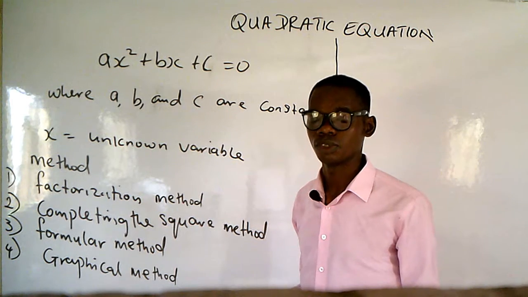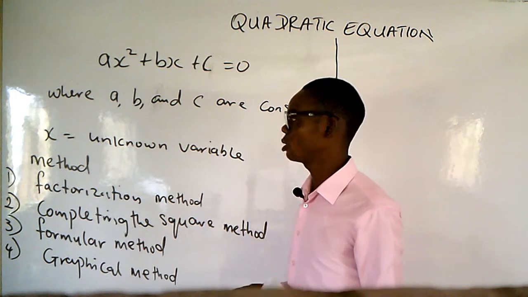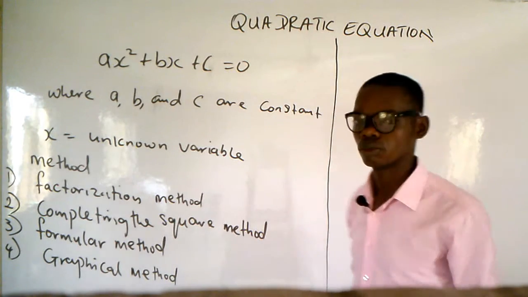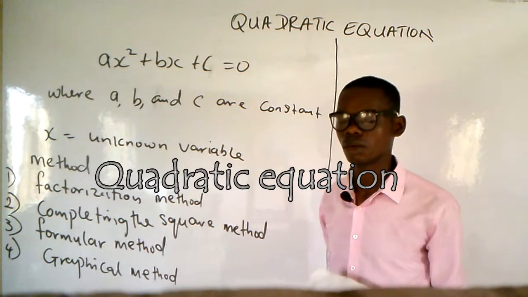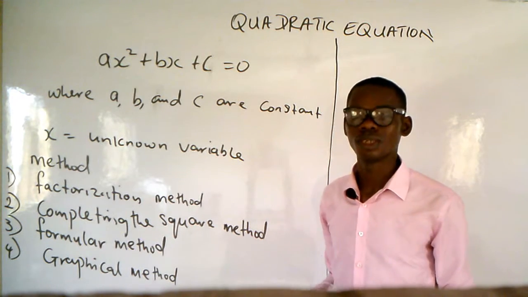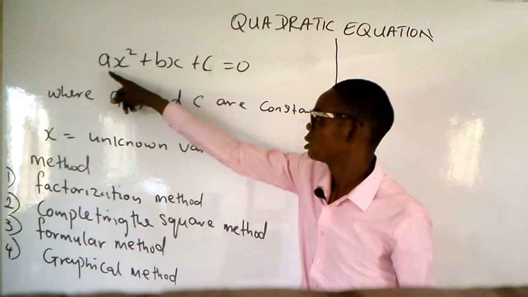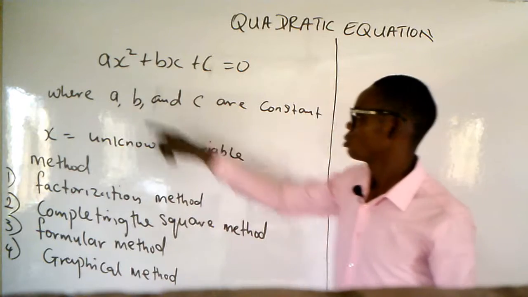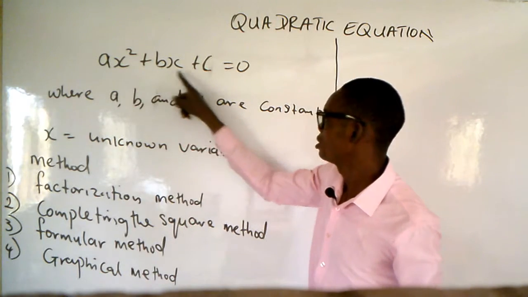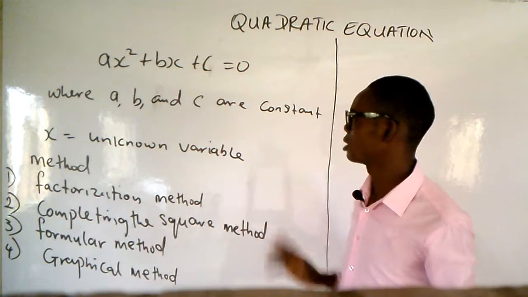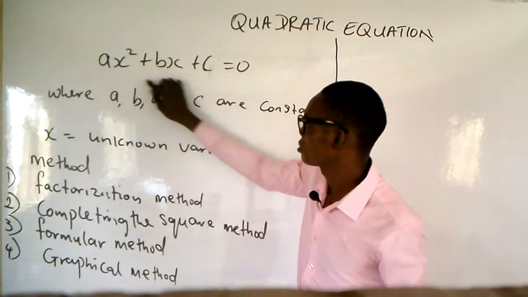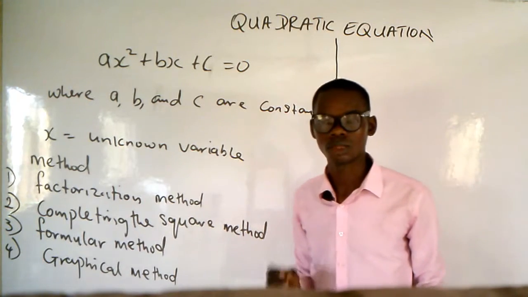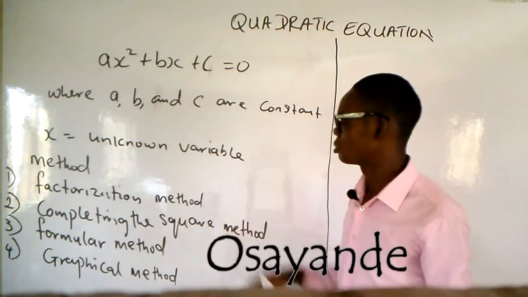Another segment of this teaching video. Now, the topic of this teaching video is going to be about quadratic equations. A quadratic equation is an equation of this form: ax squared plus bx plus c equals 0, where a, b, c are constants and x is the unknown variable with two values that satisfy the equation.